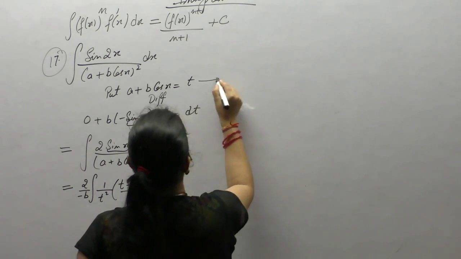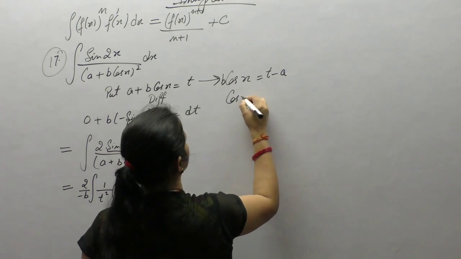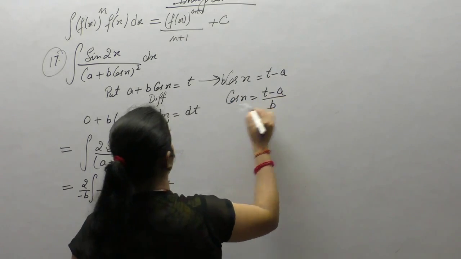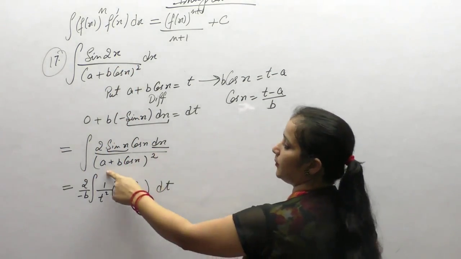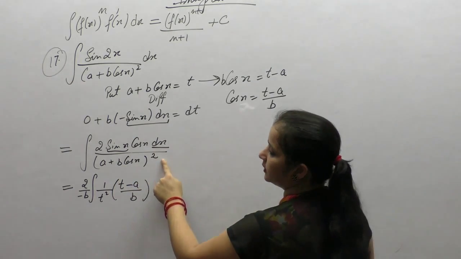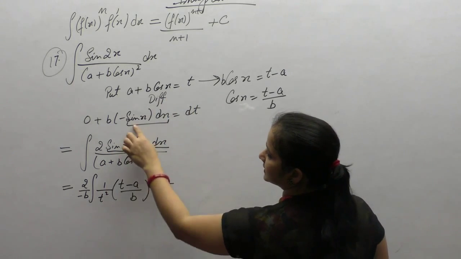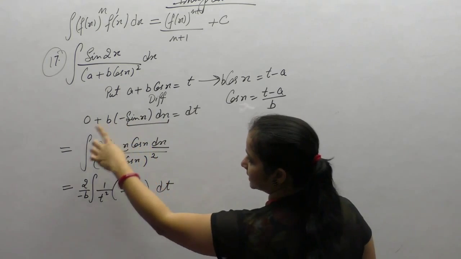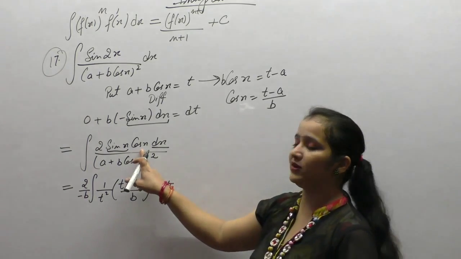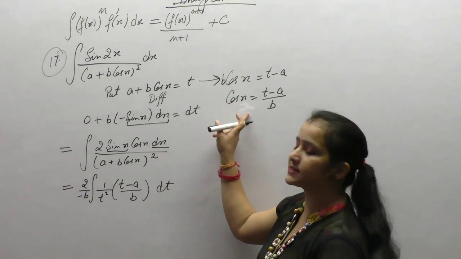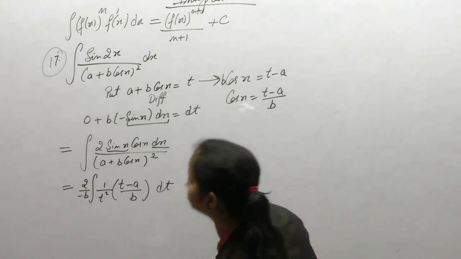We can find the value of cos x from here. B cos x is t minus a, and cos x is t minus a upon b. First we write sin 2x as 2 sin x cos x dx upon a plus b cos x whole square. Now a plus b cos x is t, so 1 upon t square. Sin x dx is dt upon minus b, 2 is constant, 1 upon minus b dt. Here we are left with cos x, so put the value of cos x in terms of t. What we get? T minus a upon b.